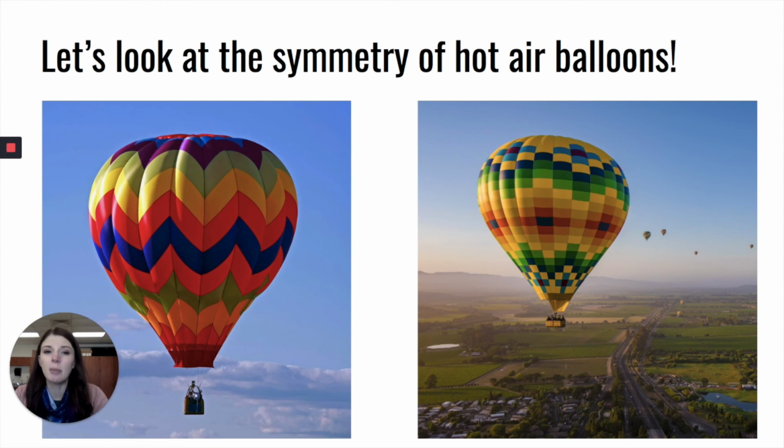We're going to look at the symmetry of hot air balloons. So again, we're looking for shapes that we could fold in half and they'd be the same on both sides. So for this hot air balloon, you can kind of figure that the line of symmetry is right here. And if you were to fold this balloon in half on that line, it would be perfectly symmetrical with shape and color.